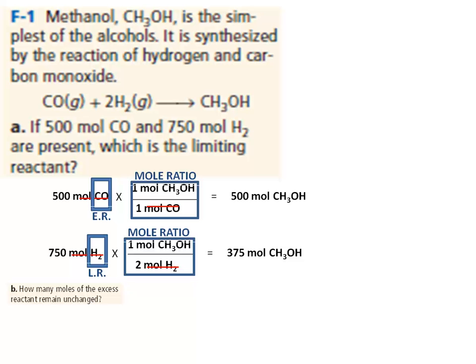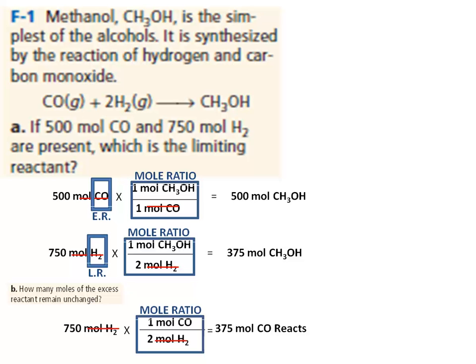So now we're looking at, if we're given 500 moles of carbon monoxide, we know that's the excess reactant, so we know that it's not all going to be used. So in order to figure this out, we have to do another mole ratio. Start with your limiting reactant, which in this case was 750 moles of H2, and do a one-step mole ratio from one reactant to the other. So we're going to go from hydrogen to carbon monoxide. And this would give us 375 moles because it's a 1 to 2 ratio.